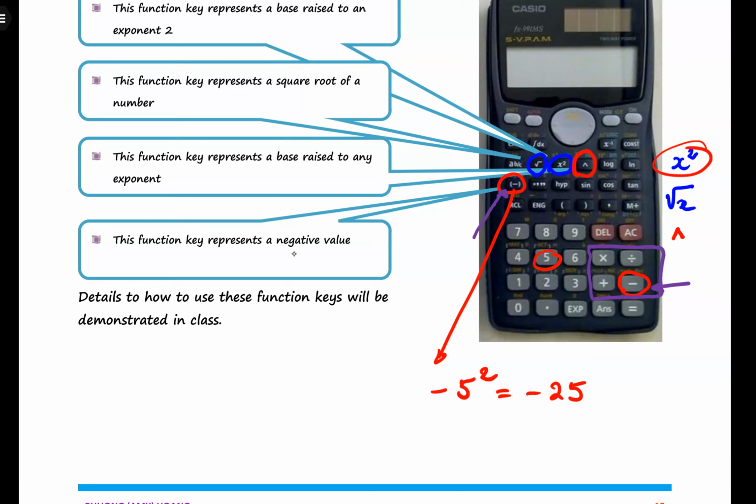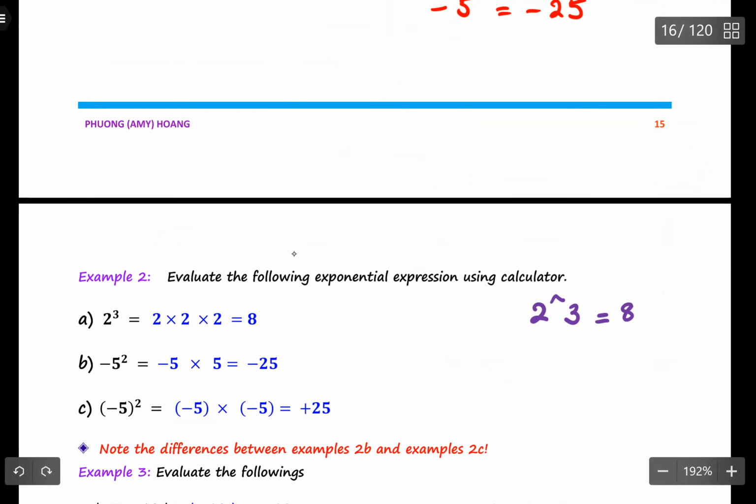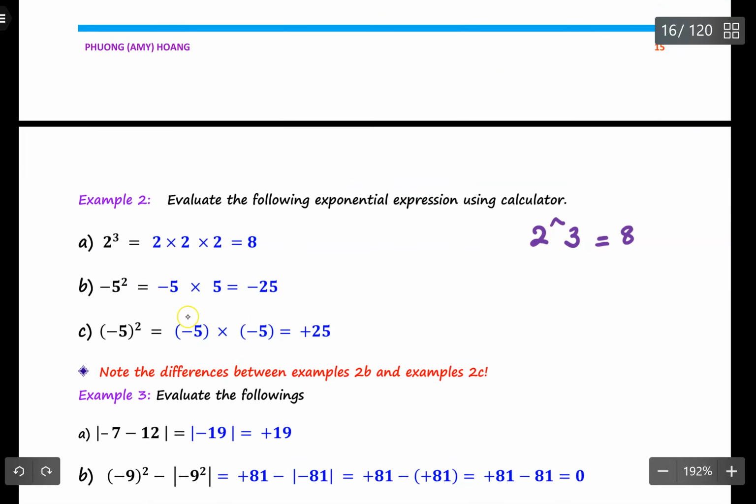So when do we have the answer as a positive 25? The positive 25 is when you have the brackets around the negative 5. So see the difference between B and C in this case? I have negative 5. I put all of it in the bracket. I square that. So again, based on the definition of exponent, the exponent 2 will tell me that I have to multiply the base by itself 2 times.